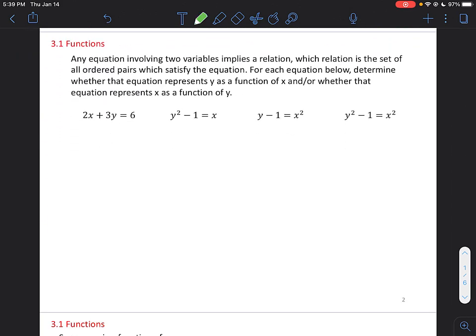Okay, moving forward to the next slide. Any equation involving 2 variables implies a relation. Which relation is the set of all ordered pairs which satisfy the equation?